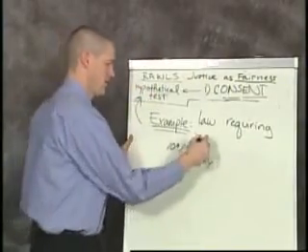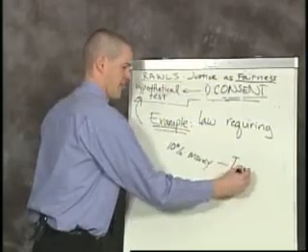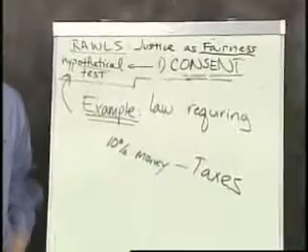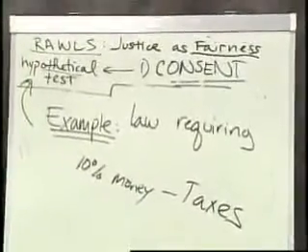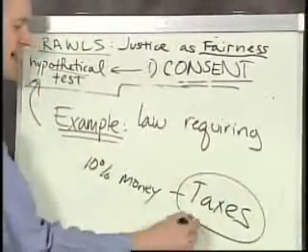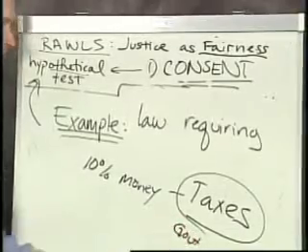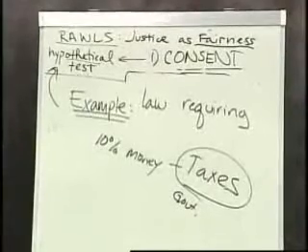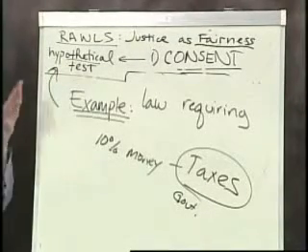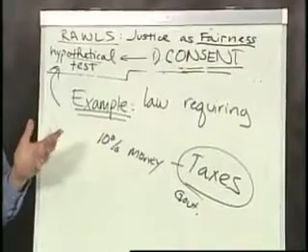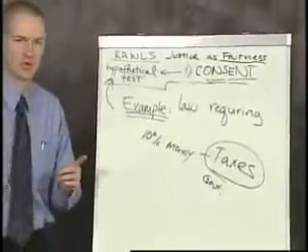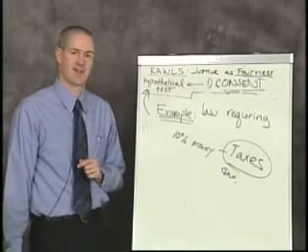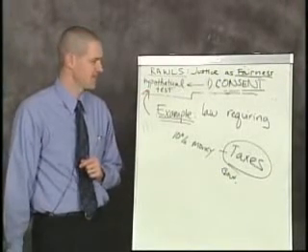Suppose now that the government is trying to pass a law that would require 10% of money for taxes for the government instead of for religion. Right? Now, remember that part of social contract theory is the idea of mutual benefit and the efficiencies we achieve when we have a stable working government.